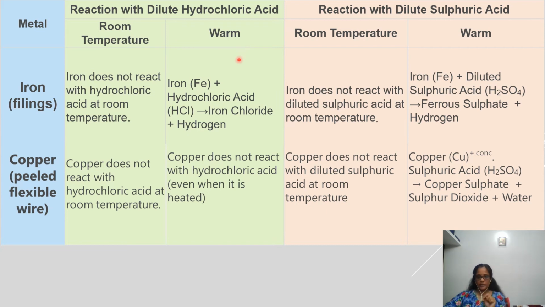And in the warm condition, or when we heat this hydrochloric acid, iron reacts to form iron chloride and hydrogen. So there is an iron salt and hydrogen, but at room temperature iron does not react. And what about the dilute sulfuric acid? Iron does not react with sulfuric acid at room temperature, no reaction, but in the warm condition iron reacts with dilute sulfuric acid to form ferrous sulfate and hydrogen.